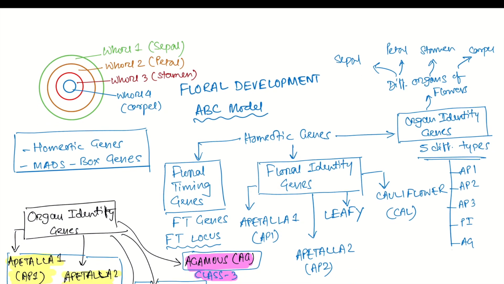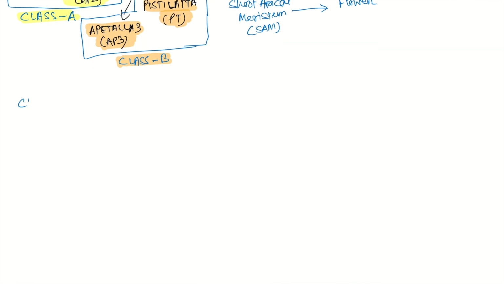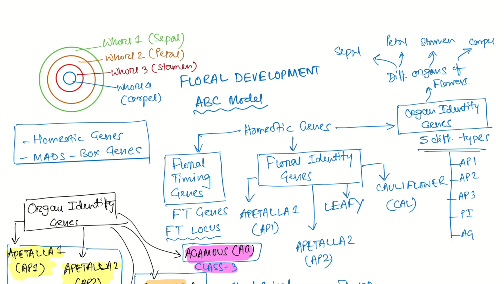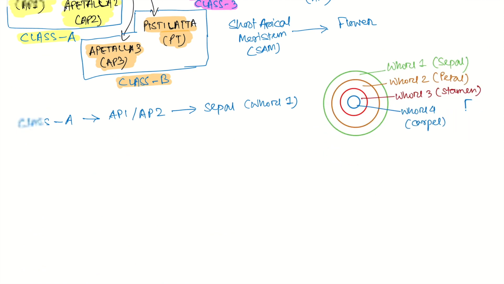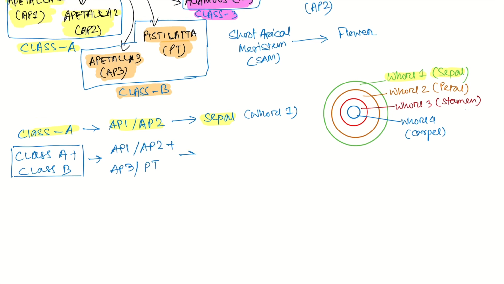And if we have already studied the 4 different whorls, so if class A is present, Apetala 1 and Apetala 2 genes will be there, and they will develop into sepal or whorl 1. Let's just copy this figure and paste it. Right, so class A is associated with the formation of sepal or whorl 1. When both class A and class B are present, so there will be AP1, AP2 from class A, and AP3 and Pistillata from class B. Then petal will be developed, and that is whorl 2.